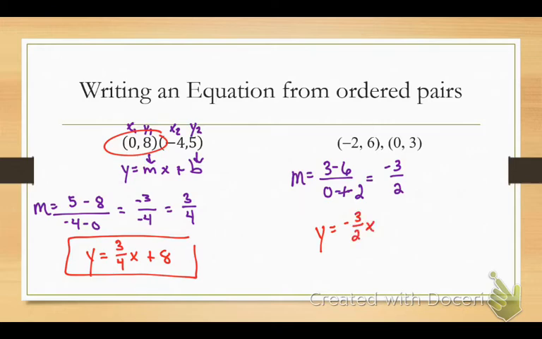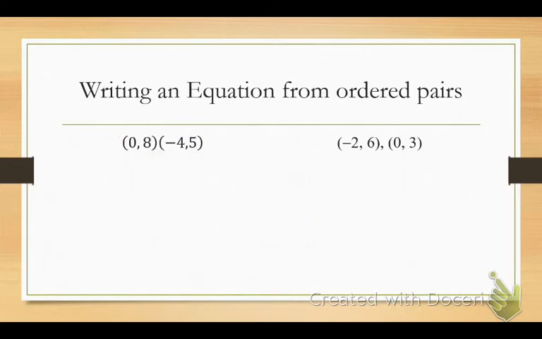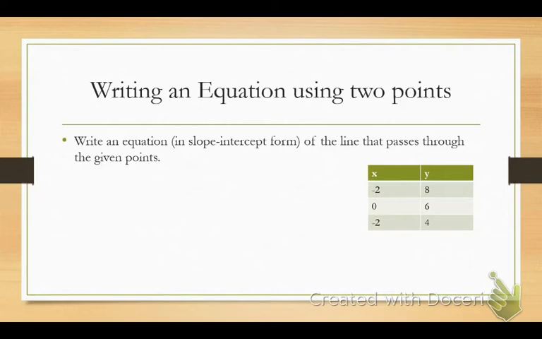And how do I know my B? How do I know my y-intercept? Which ordered pair? The ordered pair that has a 0 for x. Because remember, I don't go left or right any. I go up to a value of 3 and plot my point. So my line passes through a y value of positive 3. Negative 3 over 2x plus 3. All right, very good. Okay, lots of practice on writing equations today.